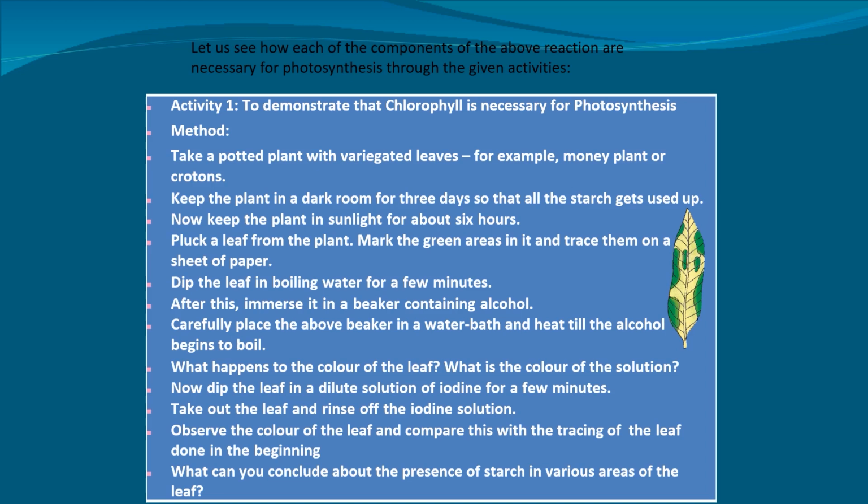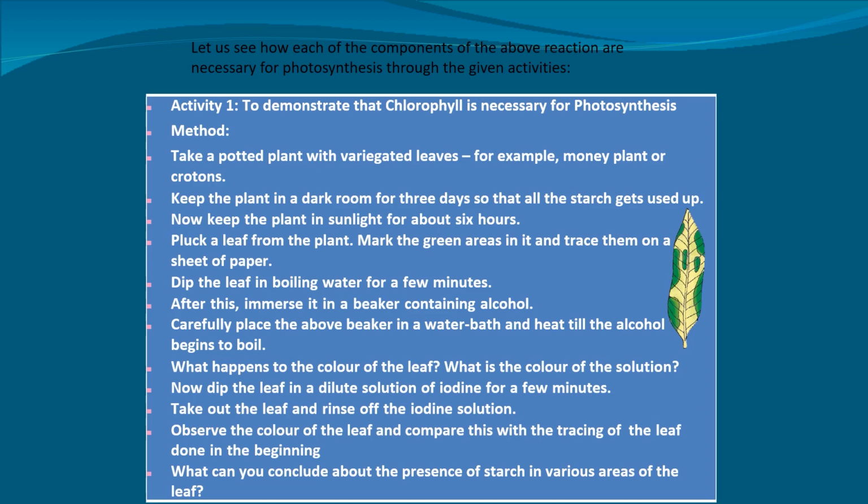Now pluck a leaf from such a plant and mark the green areas in it and trace them on a sheet of paper. Dip this leaf in boiling water for a few minutes. I will explain you the importance of boiling. Why did we do it? After this, immerse it in a beaker containing alcohol. We will also see why alcohol was put in the beaker.